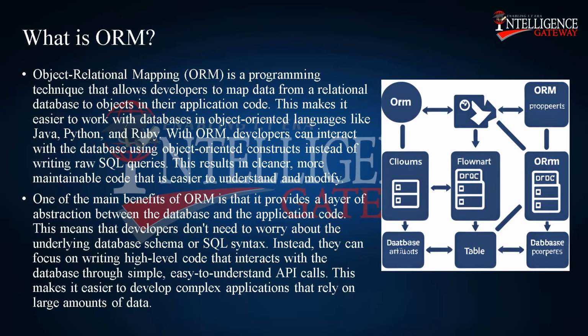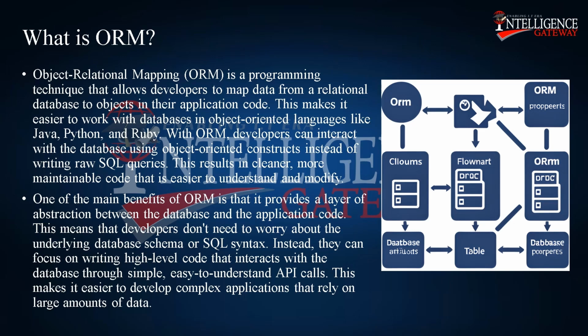What is ORM? Object-Relational Mapping (ORM) is a programming technique that allows developers to map data from a relational database to objects in their application code. This makes it easier to work with databases in object-oriented languages like Java, Python, and Ruby. With ORM, developers can interact with the database using object-oriented constructs instead of writing raw SQL queries. This results in cleaner, more maintainable code that is easier to understand and modify.